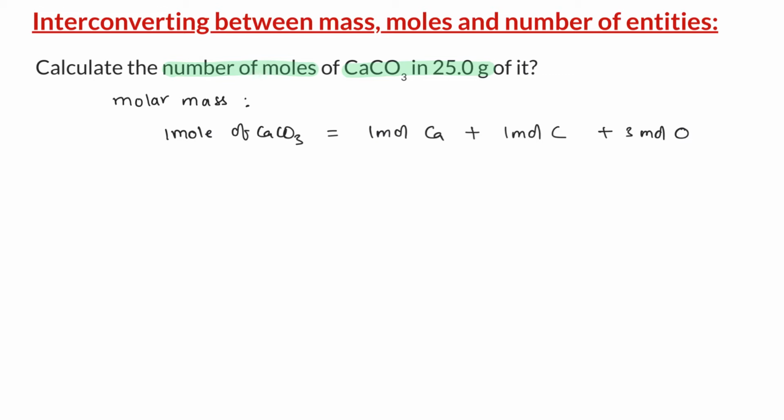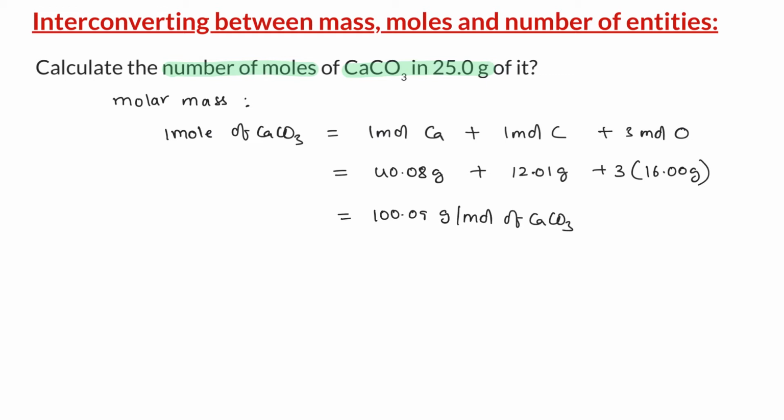1 mole of calcium weighs 40.08 grams. We get this value from the periodic table. 1 mole of carbon weighs 12.01 grams, and 3 moles of oxygen weighs 3 times 16.00 grams. If we do the math, we get 100.09 grams per mole of calcium carbonate.